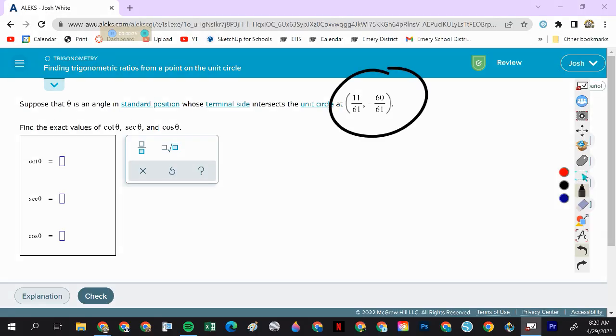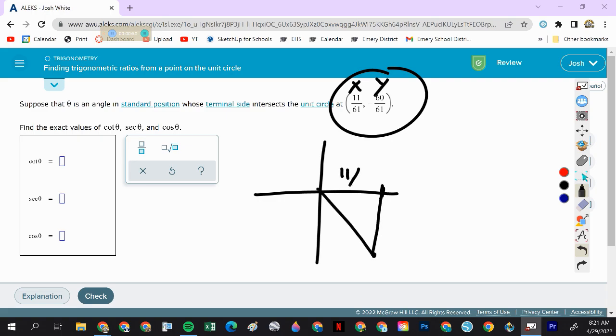Where is this point? Which quadrant is it in? It's in quadrant 4. So, the x value is 11 over 61, and the y value is negative 60 over 61. So this length here is 11 over 61, and then this length is negative 60 over 61.